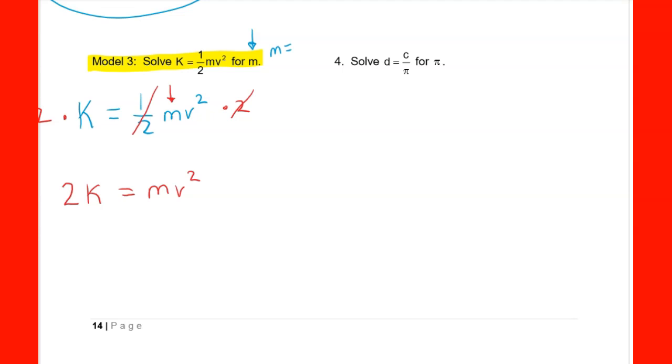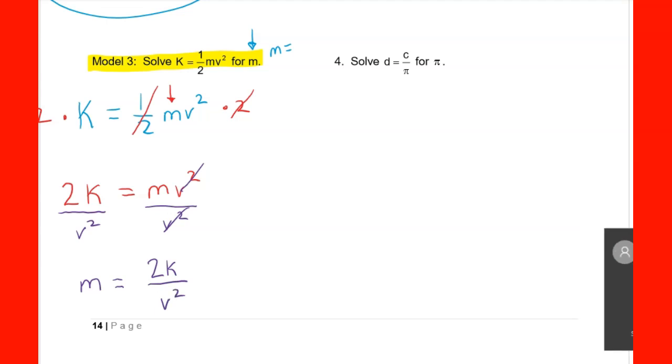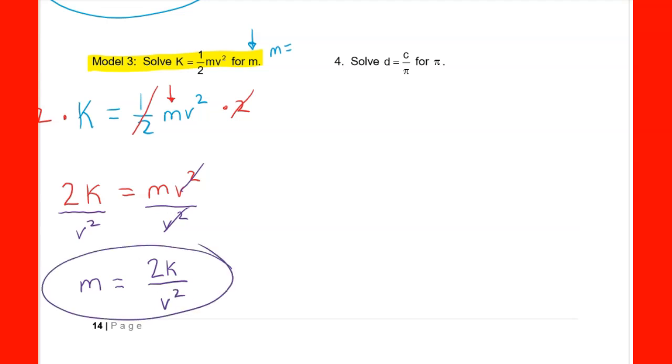Now my goal is to get m by itself. I don't have to get v by itself. A lot of students will see v squared and start thinking they have to worry about getting rid of that squared. I don't have to get rid of the squared. All I have to do is look, how is v connected to m? It's multiplying. So to get rid of it, I'm going to divide on both sides. That will eliminate the v squareds, leaving m by itself. So m is equal to 2 times k all over v squared. And there is my final answer for that one.